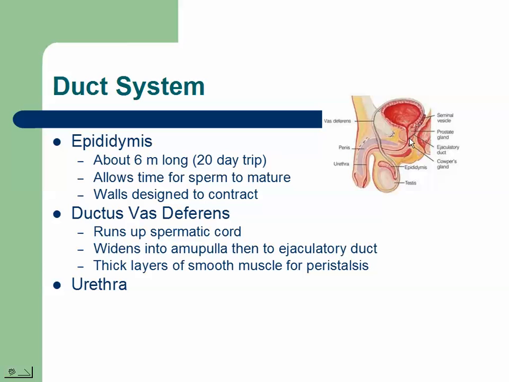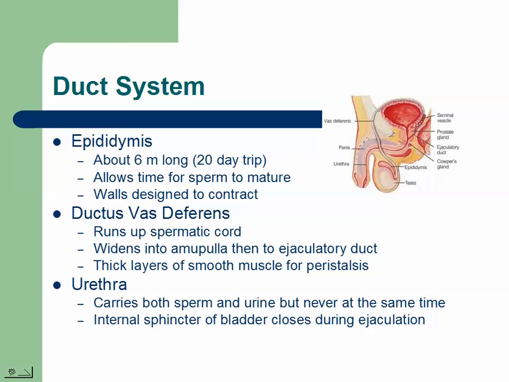Okay, the last part of the duct system is the urethra, which leads out of the penis, out to the external environment. And unlike in the female system, this actually is the same pathway as urine. Okay, so it carries both sperm and urine, but never at the same time. So when ejaculation occurs, and this is part of the reason that that staging area is right here, right before the prostate and right next to the exit of the bladder, when sperm is going to be moving through the urethra, the internal sphincter of that bladder closes, that muscle closes up so that no urine can leave. So it's never carrying them at the same time.